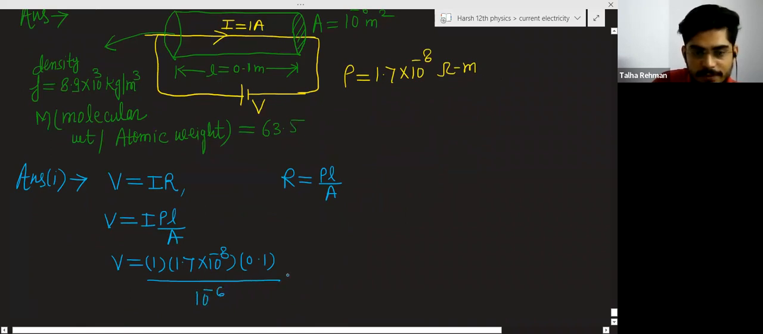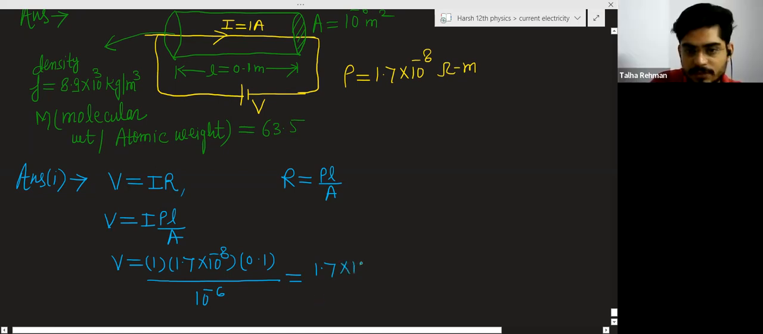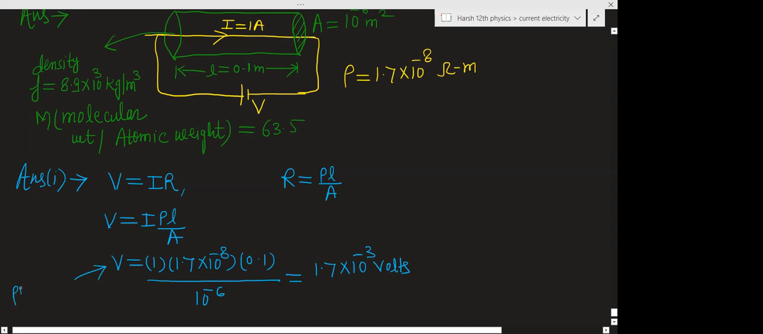When you calculate this, you will get 1.7. Simply, this is 10 to the minus 6. When you go up, this will be 10 to the minus 2 and minus 2, so this will become 10 to the power minus 3 volts. So the potential difference is this.